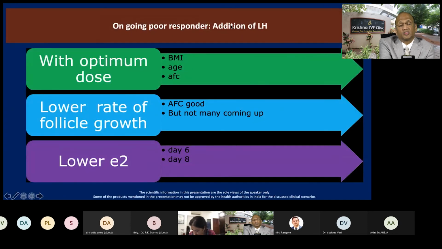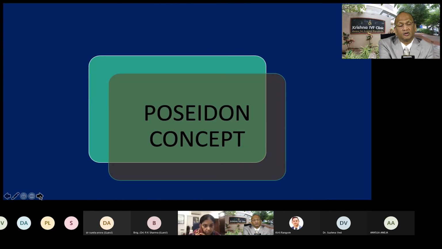So ongoing poor responder, addition of LH is with optimum dosage of FSH, low rate of follicular growth, but you are able to count the follicles in your scan, and the E2 levels are disproportionately low to the follicles you are seeing. That is where the ongoing hyporesponder comes in. Then came in 2016 the Poseidon concept, because in 2011 the Bologna criteria defined poor responder but never defined the hyporesponder, and the Poseidon group felt that an initiative should be taken, which was led by Peter Humaidan, for a classification and a separation of the responders based on the age and the antral follicle count or AMH and the need for LH.